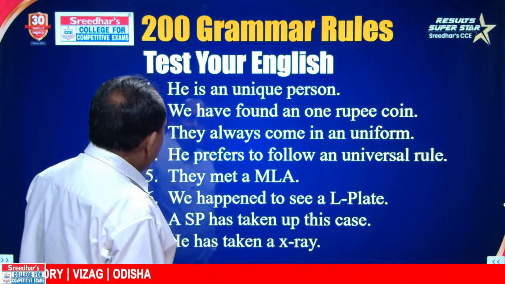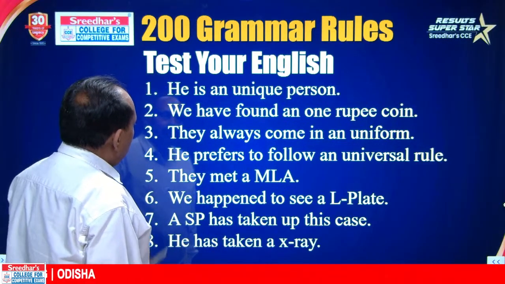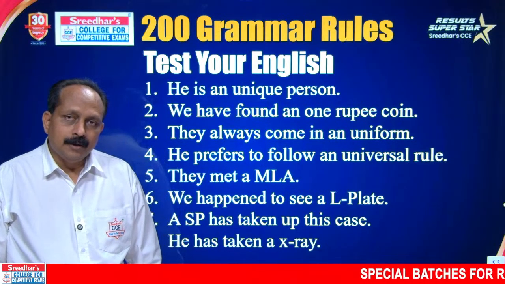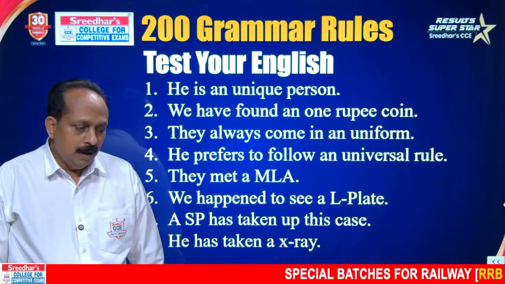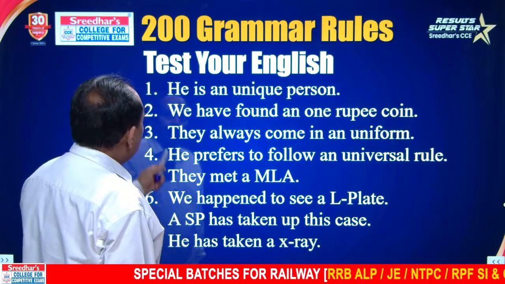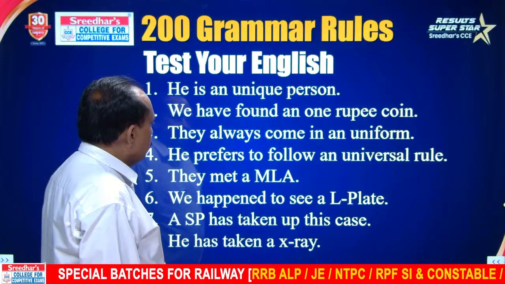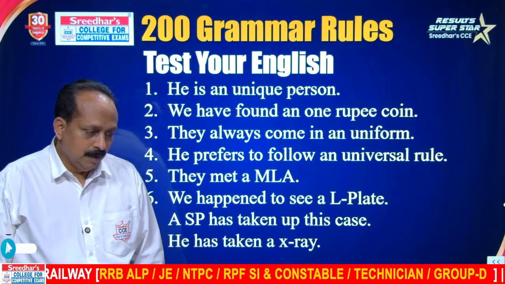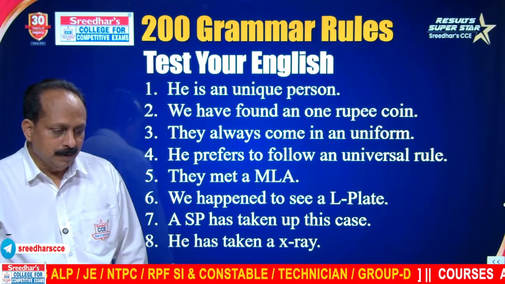Rules. First, you try to test your English. We'll take one sentence at a time, read the first one, and see whether there's any error. And if you feel there's no error, say the sentence is correct. He is an unique person. Is this right or wrong? He is an unique person.